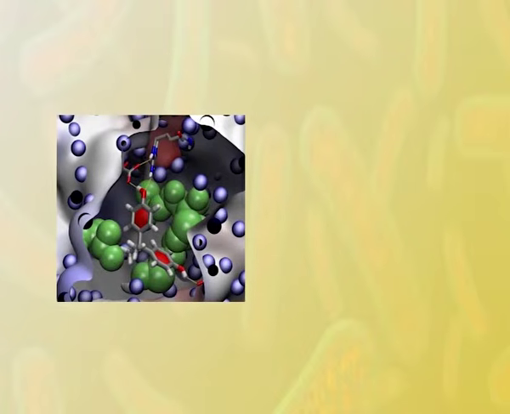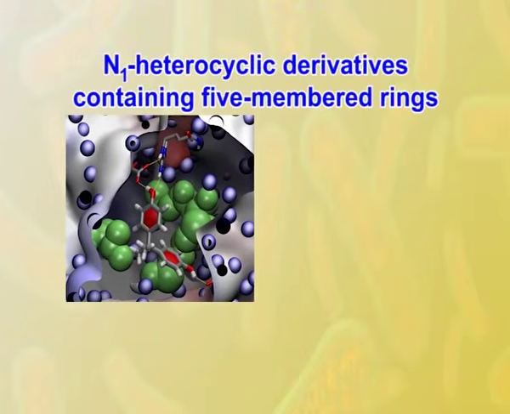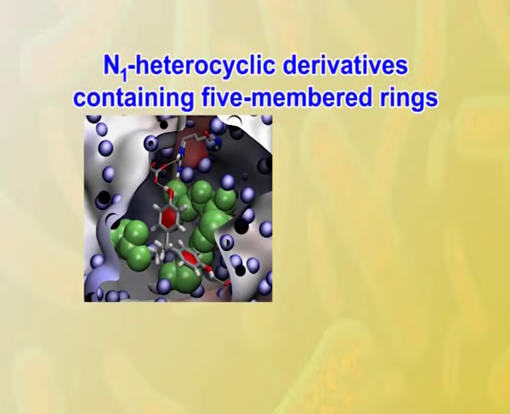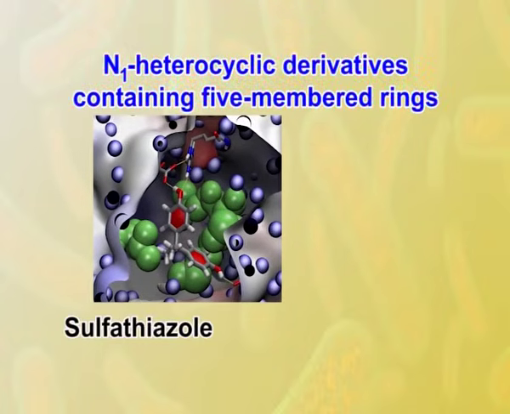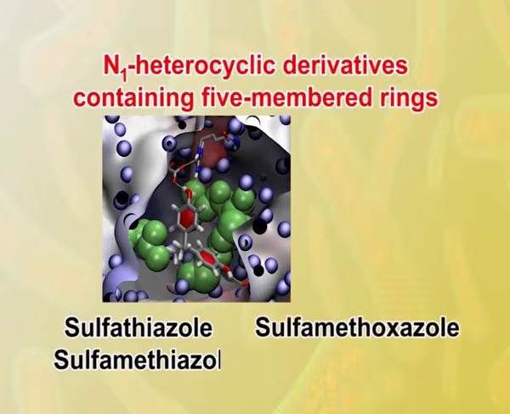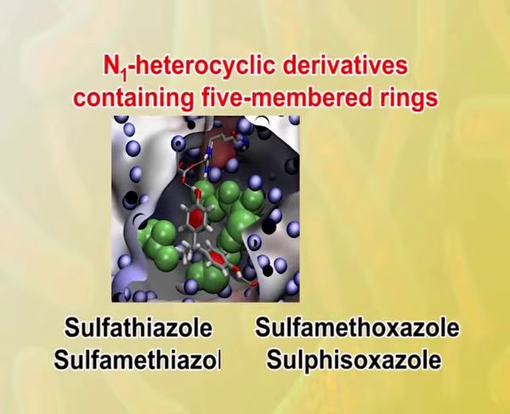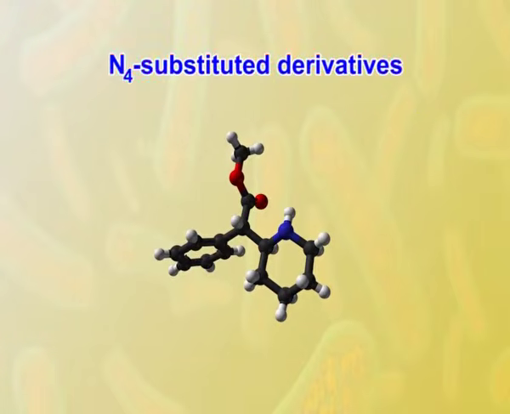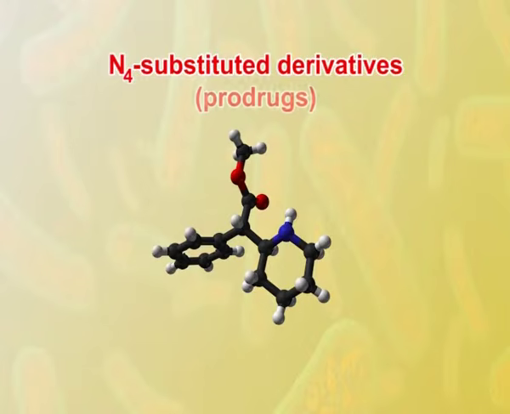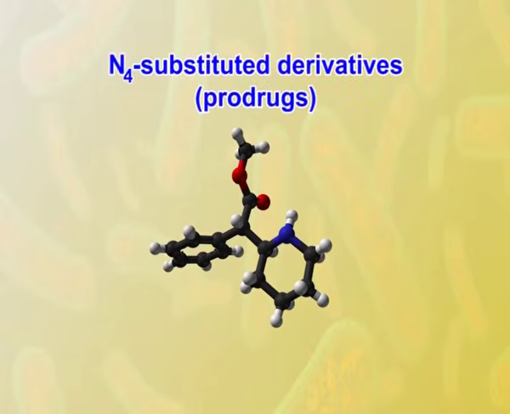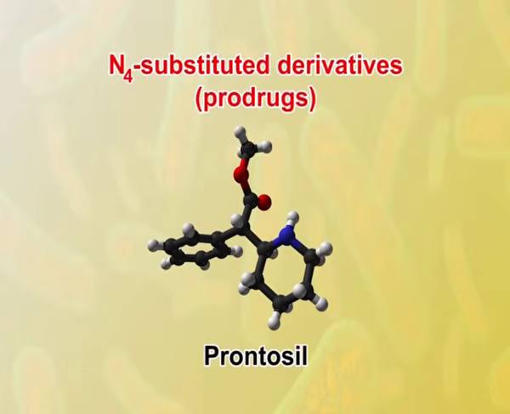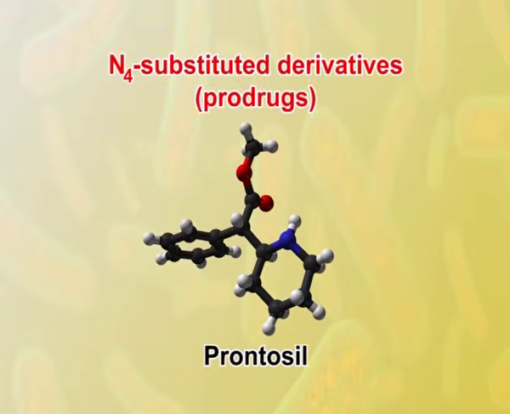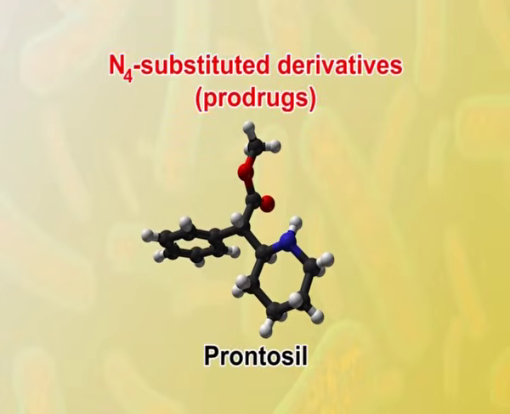Next class is N1 heterocyclic derivatives containing 5-membered heterocyclic rings. The examples are sulfathiazole, sulfamethizole, sulfamethoxazole, sulfisoxazole. Next class is N4 substituted derivatives. These are the prodrugs. Prodrugs means prontosil. As we have seen earlier, prontosil is a prodrug which gets activated in our body by metabolism.